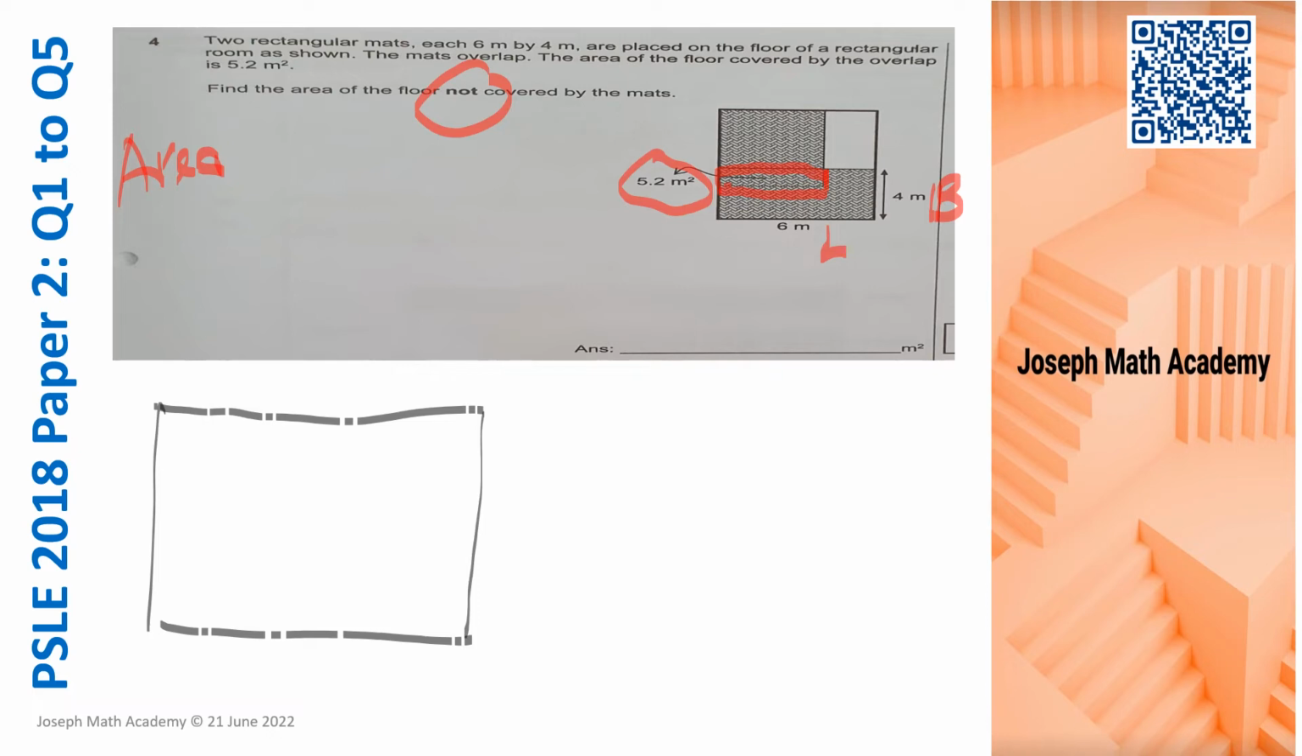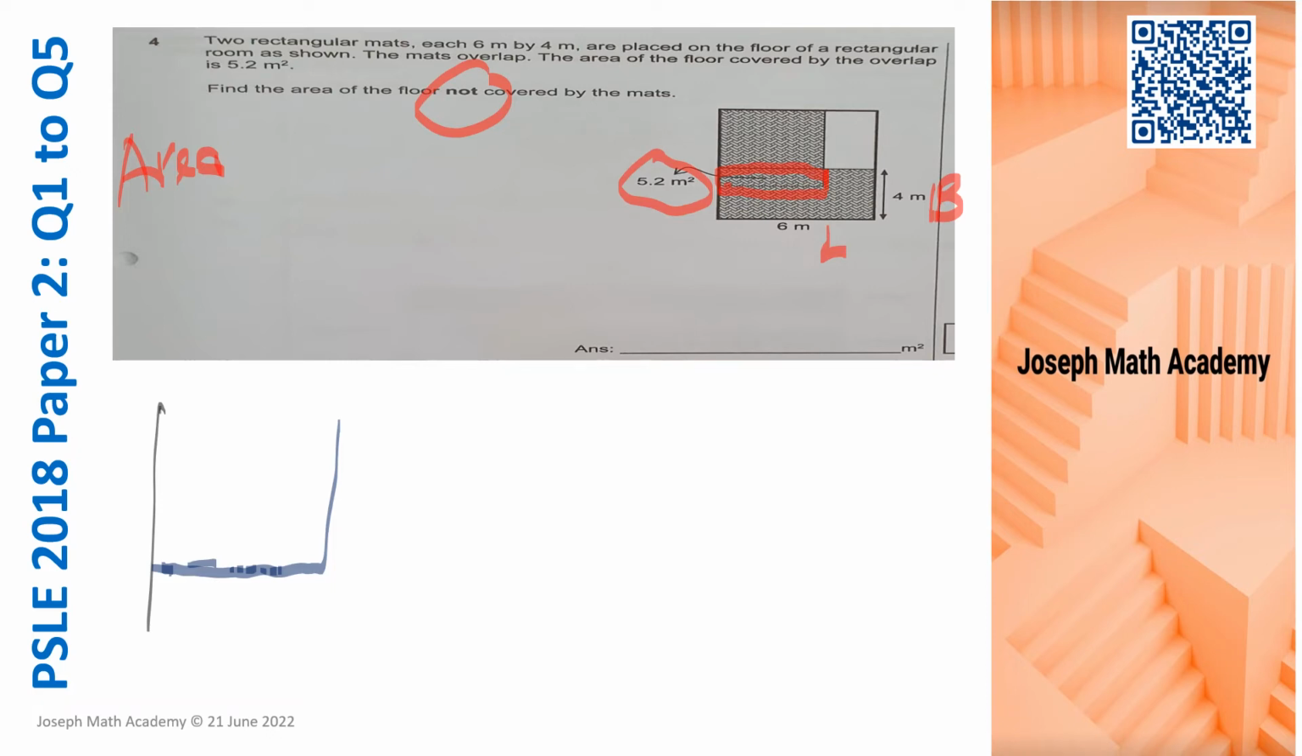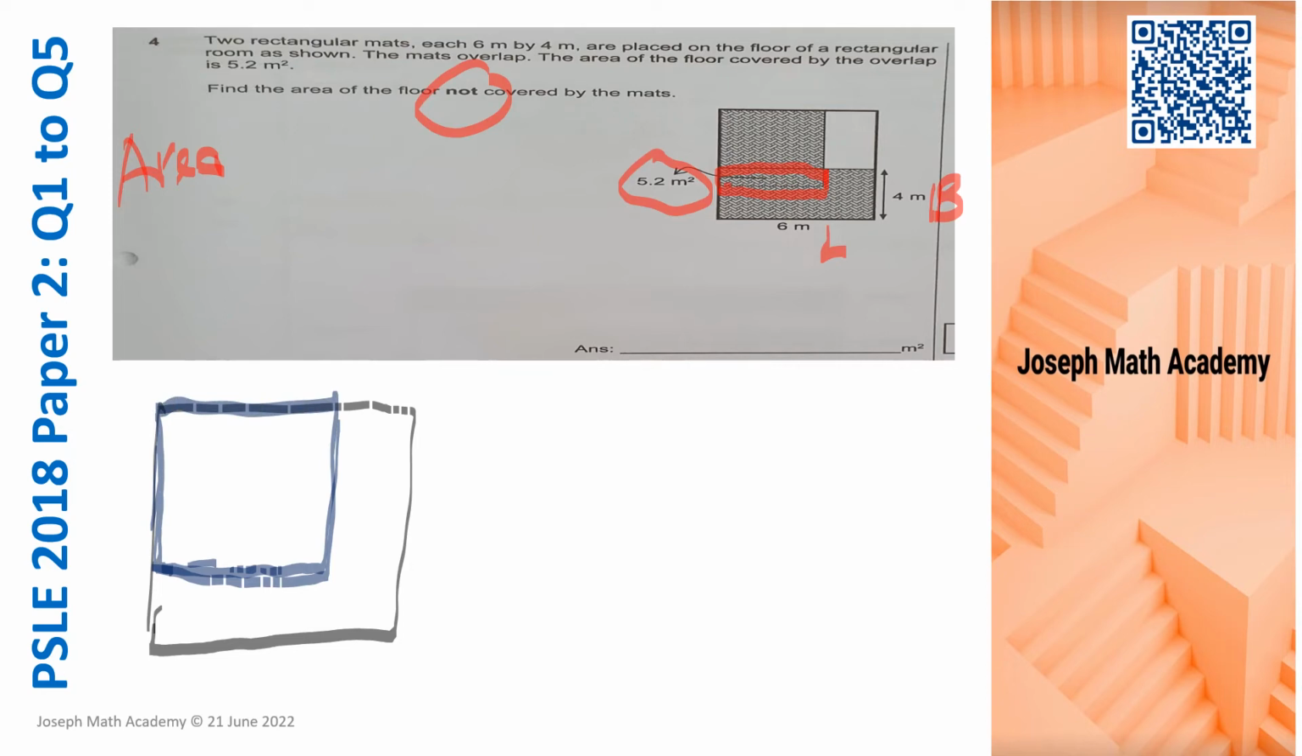So the first mat, let me use this color. Let's say it is here. Okay, I think it's too big. Let me remove this part. All right. So let's say the first one, okay, this is the one. This one is the first one. Okay, the second one is this, here. All right. So they overlap each other.